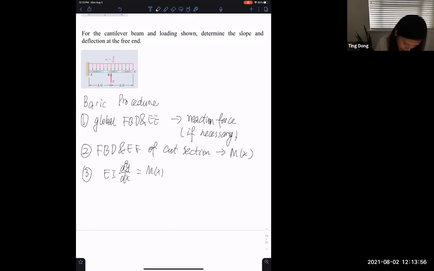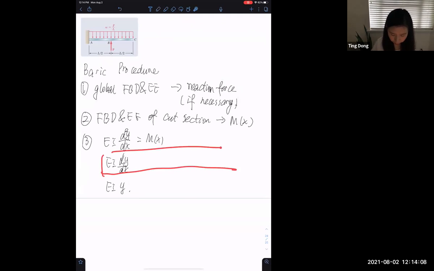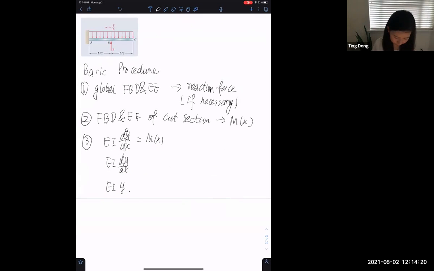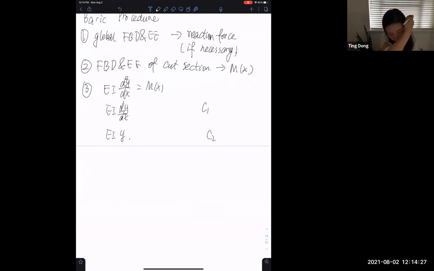So for this equation, we integrate once, we can have the EI dy/dx, right? And then we can also integrate again, we can have EIy. So this is the expression for slope or rotation. This is the expression for the deflection. And of course, for this one, it probably has one constant and this one has another constant. And to solve for these unknown constants, we need to apply boundary conditions.